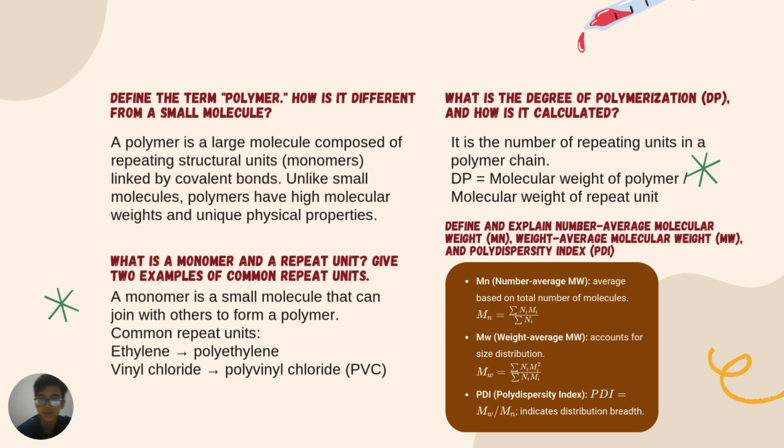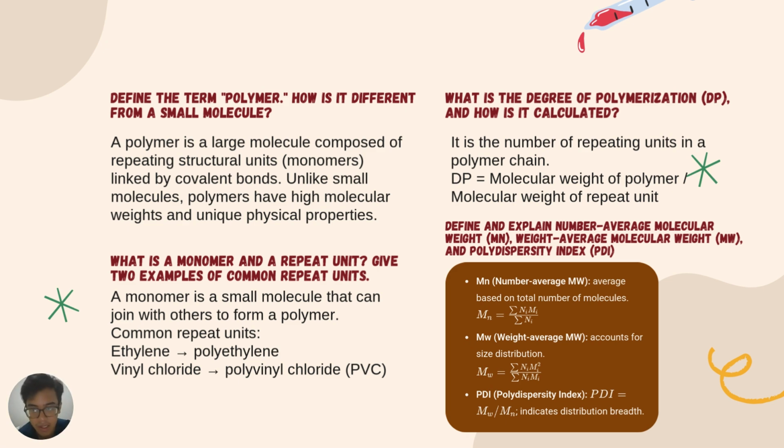The third is: what is the degree of polymerization, shortened as DP, and how is it calculated? This is the number of repeating units in a polymer chain. DP is the molecular weight of the polymer divided by the molecular weight of the repeat unit. It's also telling us to define and explain the number average molecular weight, which is Mn, the weight average molecular weight, which is Mw, and the polymer dispersity index, which is shortened as PDI.